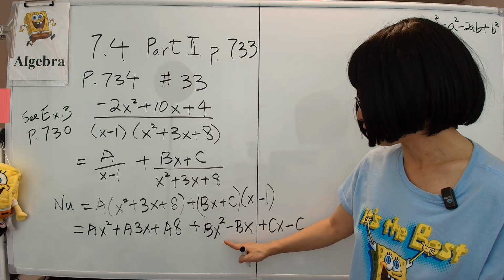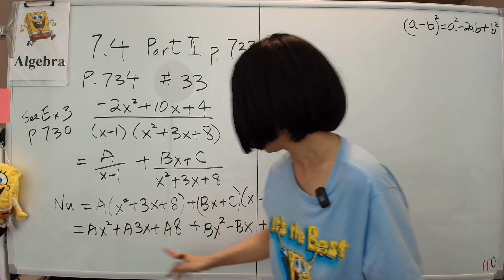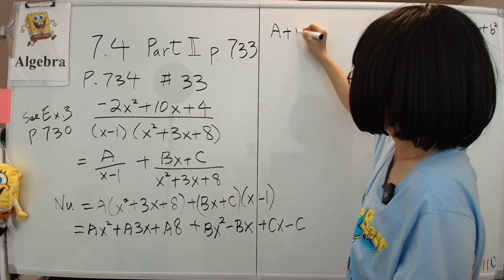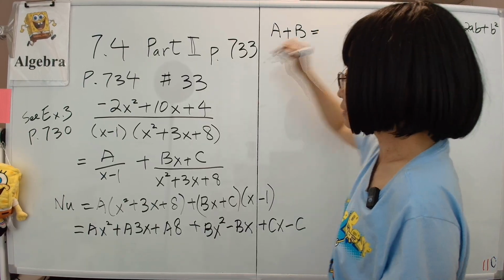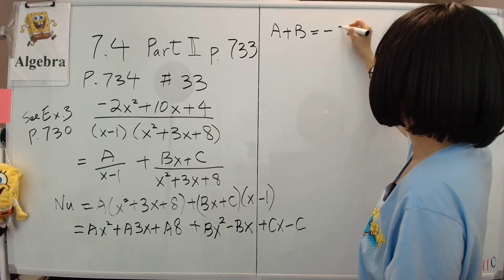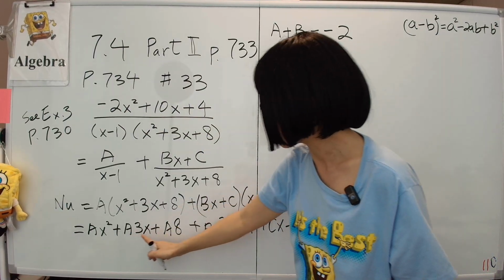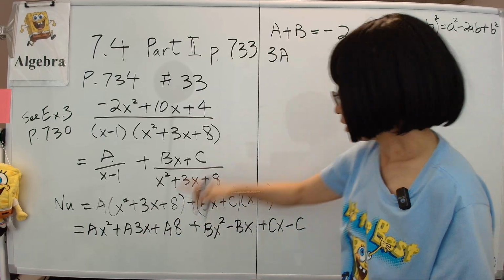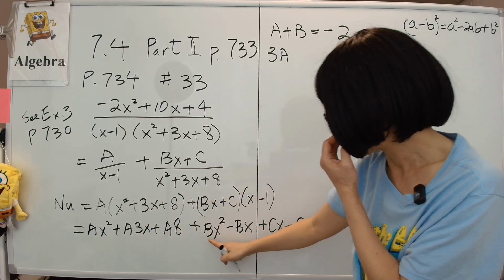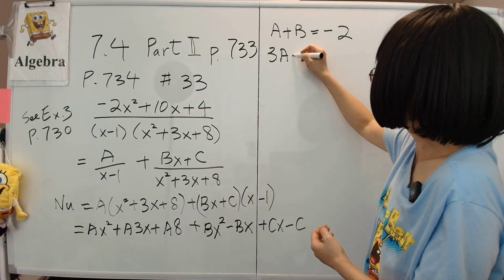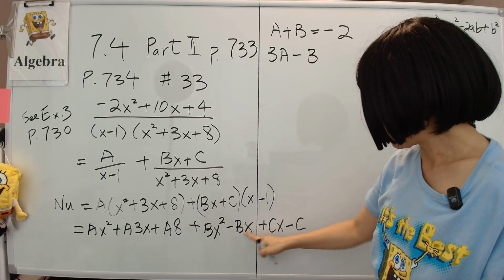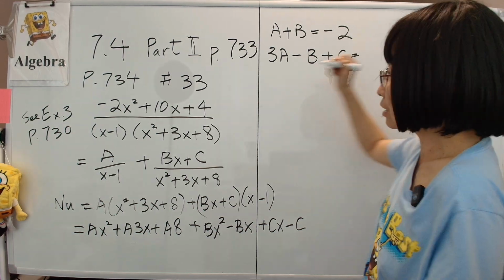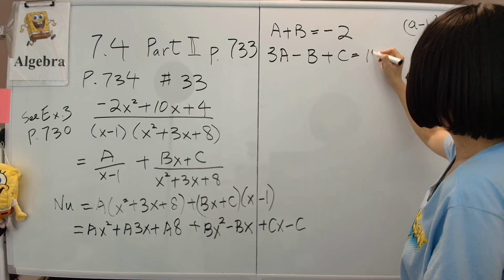First, let's hunt down all the x squareds. We have a and b. So a plus b has to be the coefficient of x squared, which is negative 2 right here. Next, let's do all the x's. So we have 3a, and then another x, minus b, and then plus c, and that is equal to 10, positive 10.